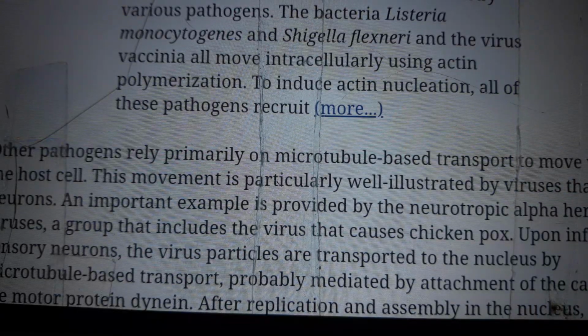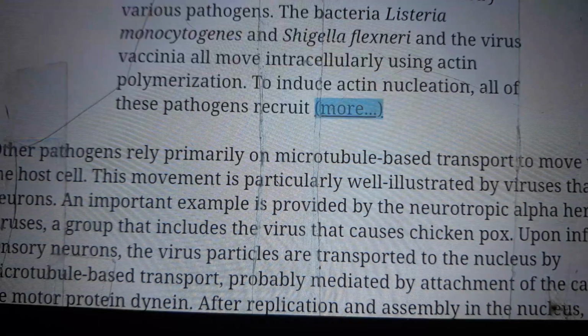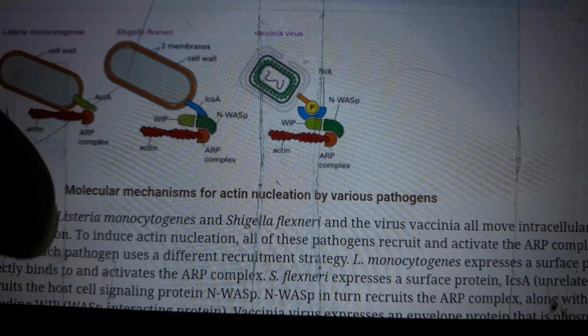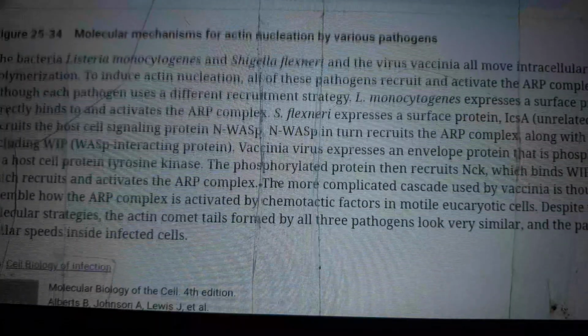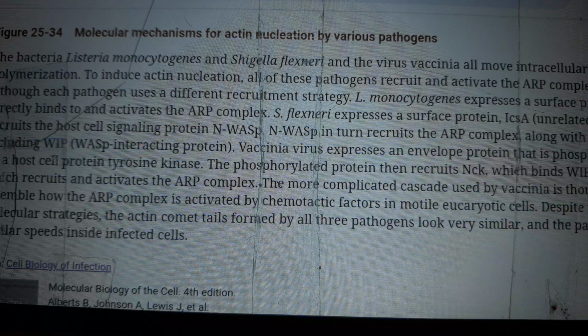There are different molecular mechanisms for actin nucleation by various pathogens. The bacteria Listeria monocytogenes and Shigella flexneri and the virus vaccinia all move intracellularly using actin polymerization. To induce actin nucleation, all of these pathogens recruit and activate the ARP complex, although each pathogen uses a different recruitment strategy.